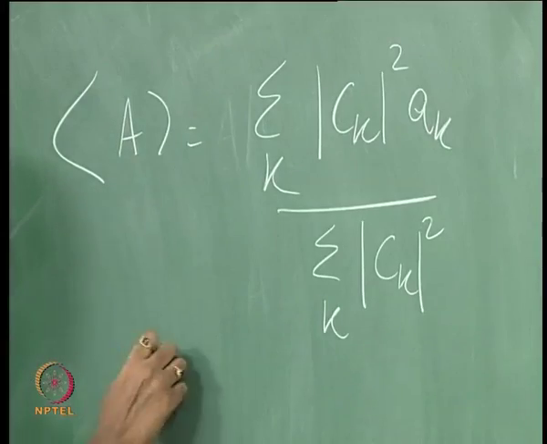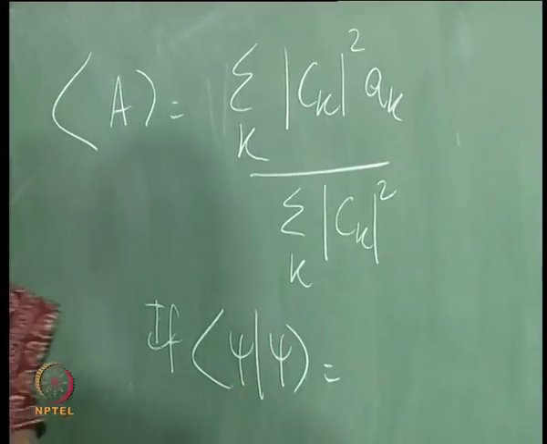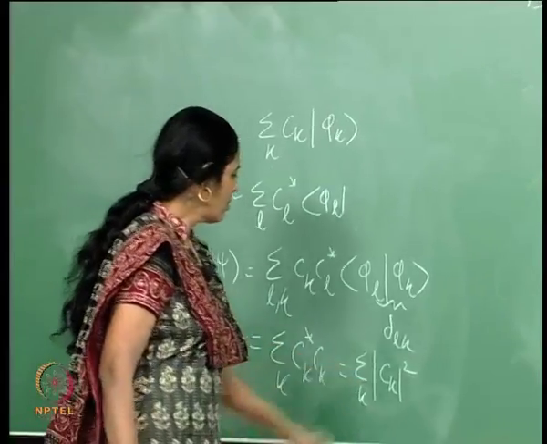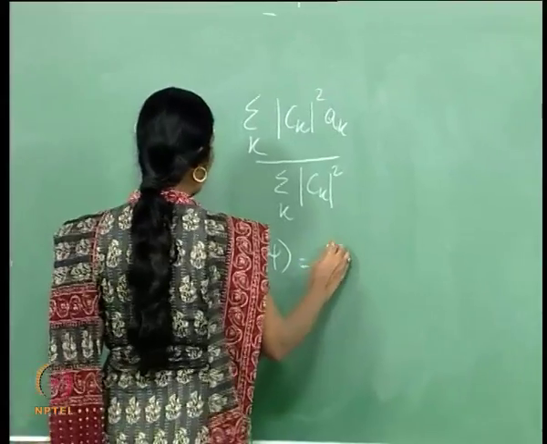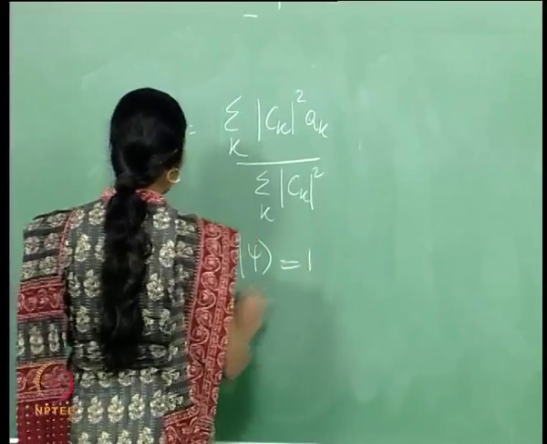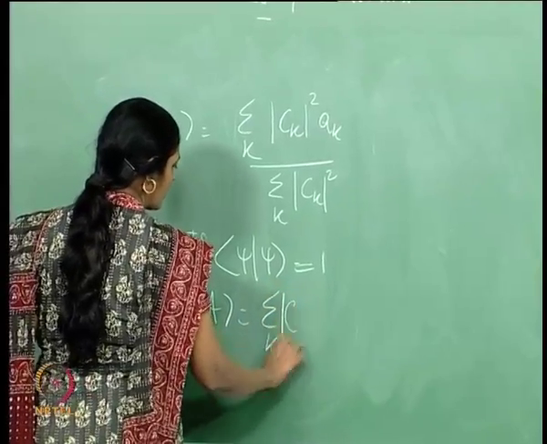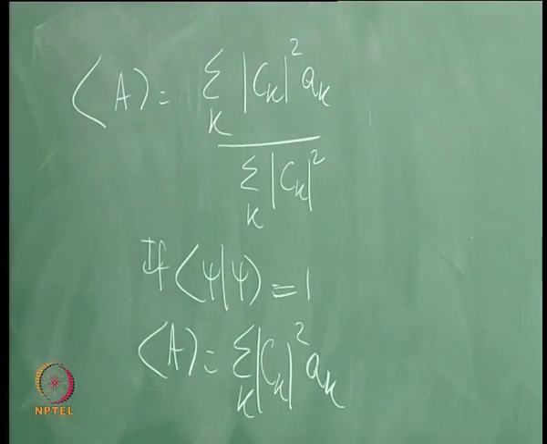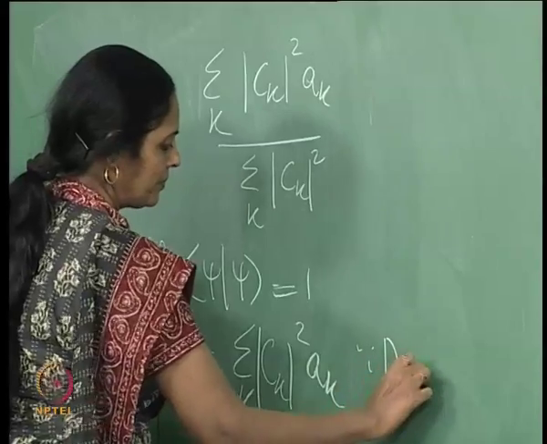Now, in the event that psi is normalized to 1, it is clear that modulus c k squared summed over k is 1, and then it is clear that the expectation value of A simply has the numerator, because the denominator is 1.